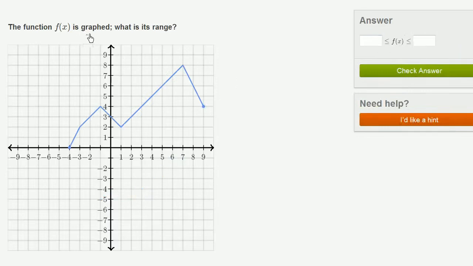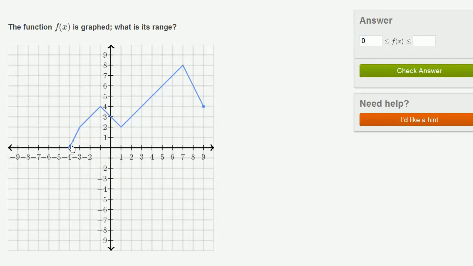The function f of x is graphed. What is its range? So now we're not thinking about the x's for which this function is defined. We're thinking about the set of y values. Where do all of the y values fall into? Well, let's see, the lowest possible y value, or the lowest possible value of f of x that we get here, looks like it's 0. The function never goes below 0. So 0 is less than or equal to f of x. It does equal 0 right over here. F of -4 is 0.